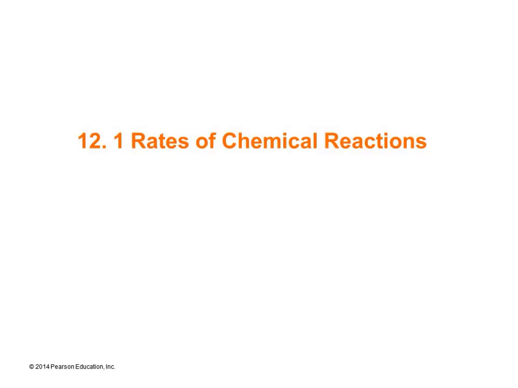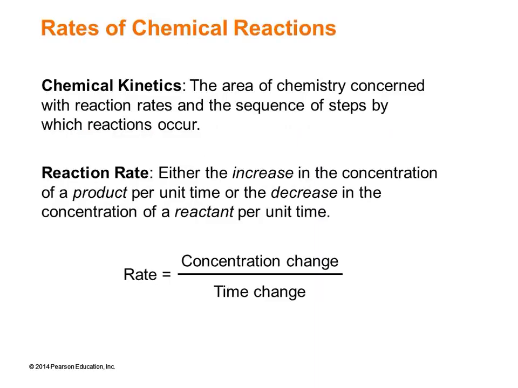The topic of today's lecture in this chapter is the rates of chemical reactions. Chemical reactions occur at a speed just like we drive our car. Chemical kinetics is the area of chemistry concerned with the rates of chemical reactions. Not only is it concerned with the rates of chemical reactions, but it's concerned with the sequence of steps by which chemical reactions occur. More on that later. Right now we're focusing just on the rate part.